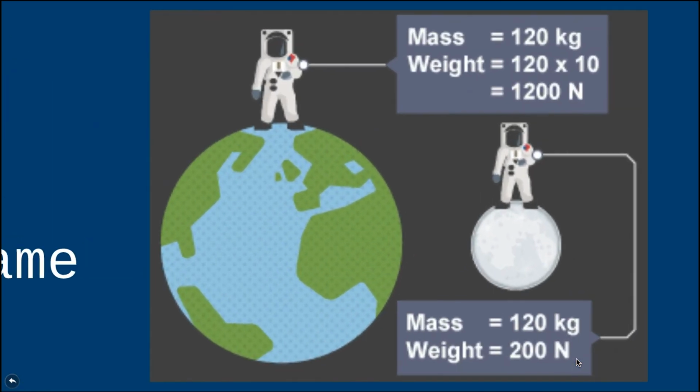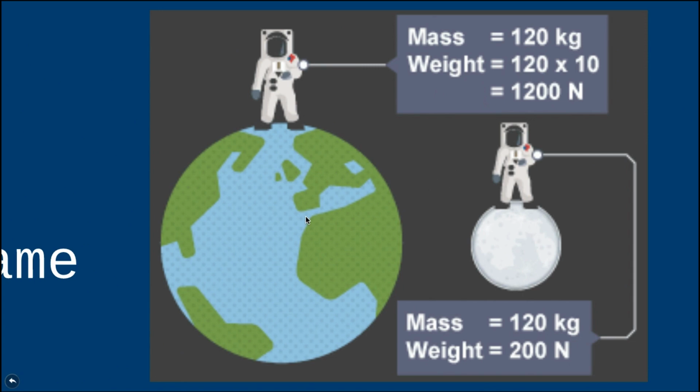So if we look at this example over here of an astronaut standing in two places, one on Earth, one on the moon, not drawn to scale, by the way, but we can see it's the same astronaut, and she has a mass of 120 kilograms, right? So that's how much stuff she is made of. Altogether, it is 120 kilograms of stuff. So you can see that she has a mass of 120 kilograms on Earth and a mass of 120 kilograms on the moon, but notice that her weight is different in each of those places.